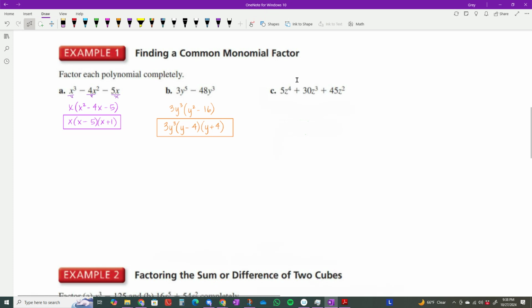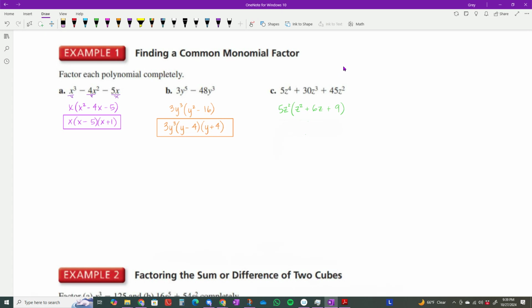C is 5z to the 4th plus 30z cubed plus 45z squared. So I have a 5 in everything, and I have a z squared. You always take the smallest exponent. So my 5z squared is going to leave me with 3 terms inside. That's going to be z squared plus 5 times 6z plus 5 times 9. Okay? Now, that's a trinomial. I got to check and see if it can be factored.